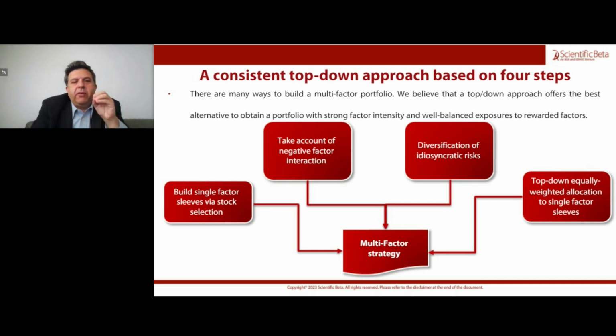Then we account for negative interaction effects, which I will discuss. And then we diversify the idiosyncratic risks away, because we are trying to eliminate any sort of name-based return, if you will, right? We want to essentially extract and harvest factor premia in as pure a form as we can, at the same time controlling for various risks. But we don't want any one name or two names to dominate the performance of our portfolios. And then finally, we equally weight the results of various optimization schemes to ensure a diversified multi-factor portfolio.